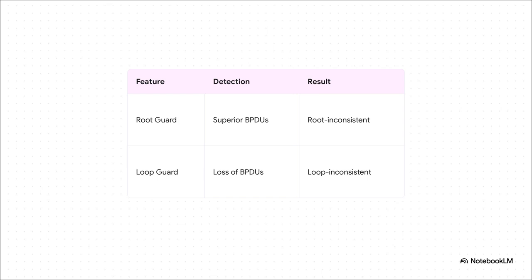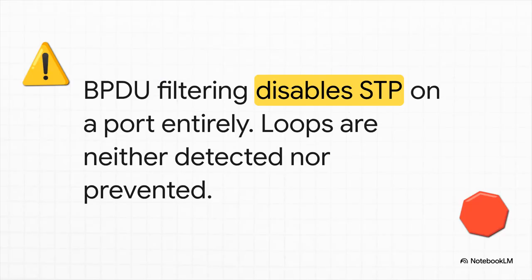On the flip side, what if a redundant link has a unidirectional fiber failure and suddenly stops receiving BPDUs? The switch might get confused, unblock its port, and boom, you've got a storm. LoopGuard is designed to detect those missing BPDUs and throw the port into a loop-inconsistent blocking state, stopping the loop before it even starts.